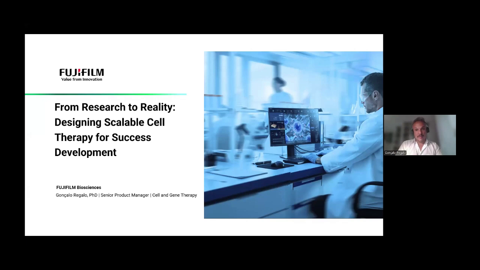First of all, I want to thank the scientists for giving me the opportunity to be here, and I'm really excited to be sharing with you all a few thoughts on some considerations on how to design scalable cellular therapies from the beginning on to assure a successful development and translation into clinically ready final products, in a way making that transition from early research to reality in some of these advanced therapies, right?